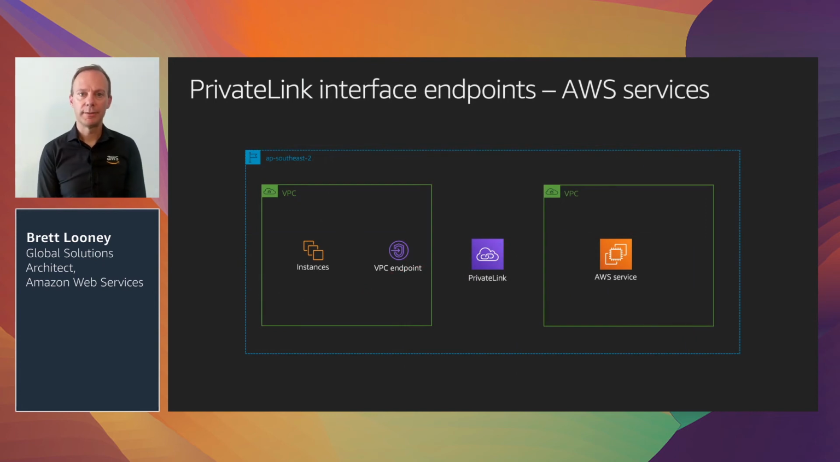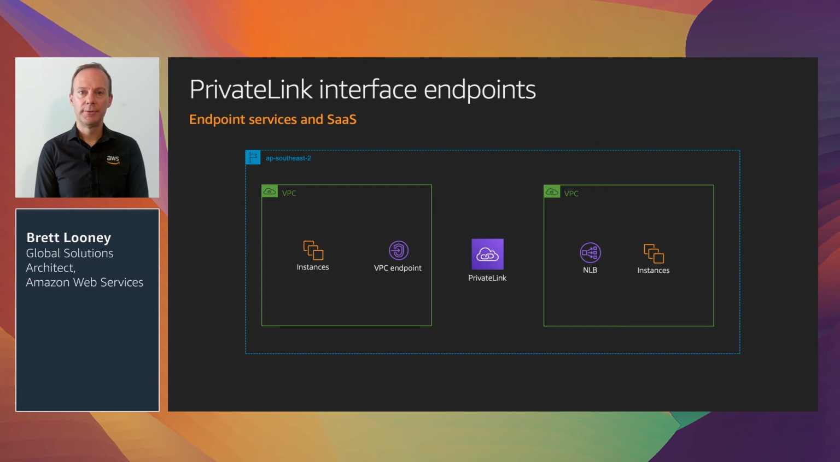We use this at AWS to present AWS public APIs to you inside your VPC. So here we have an instance that's reaching out to a VPC endpoint. We use PrivateLink to basically hide the public IP addresses of the AWS service from you. What this means is that instances in that VPC do not need an internet gateway or any other sort of public internet access in order to access AWS services that are presented via PrivateLink.